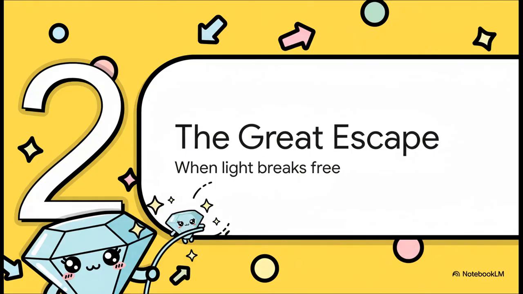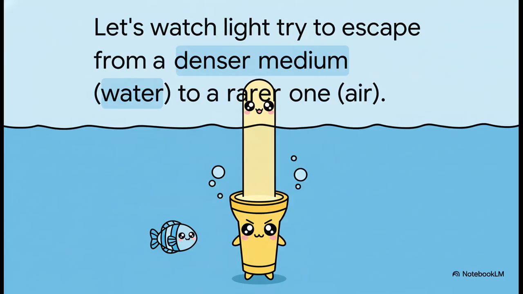So let's really focus on that second rule. What happens when light is already inside something dense and it's trying to make a great escape back out into the open? So, picture this. We're at the bottom of a swimming pool with a flashlight and we're pointing it up towards the surface. Let's watch what happens to that beam of light as we start changing the angle, as it tries to escape the water and get back into the air.